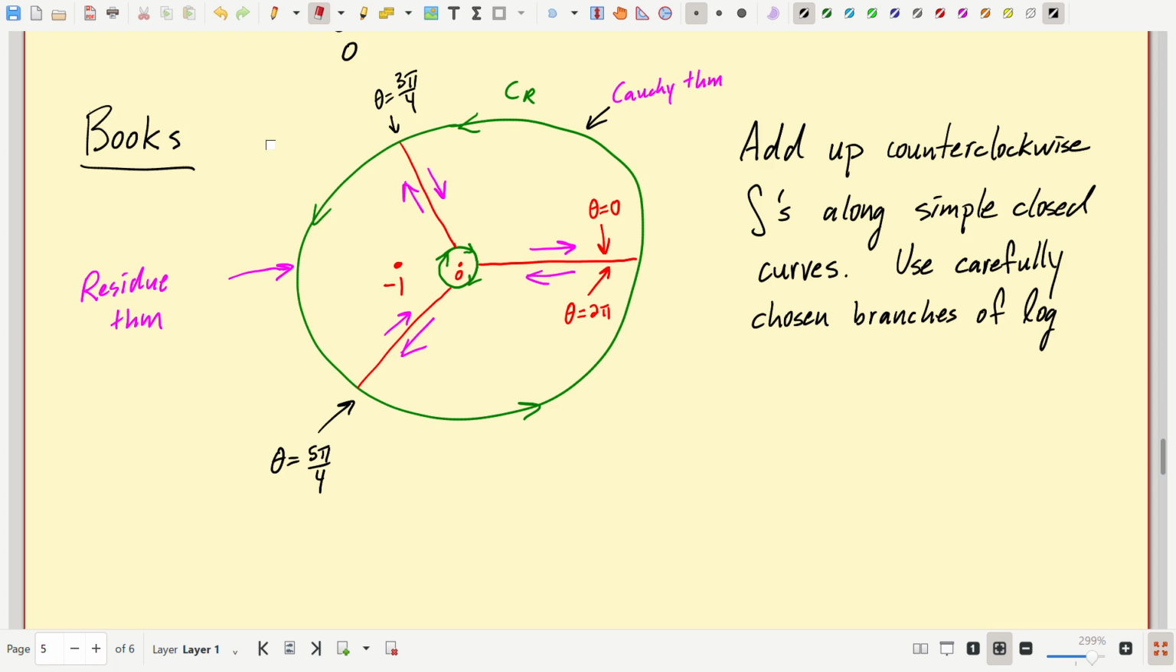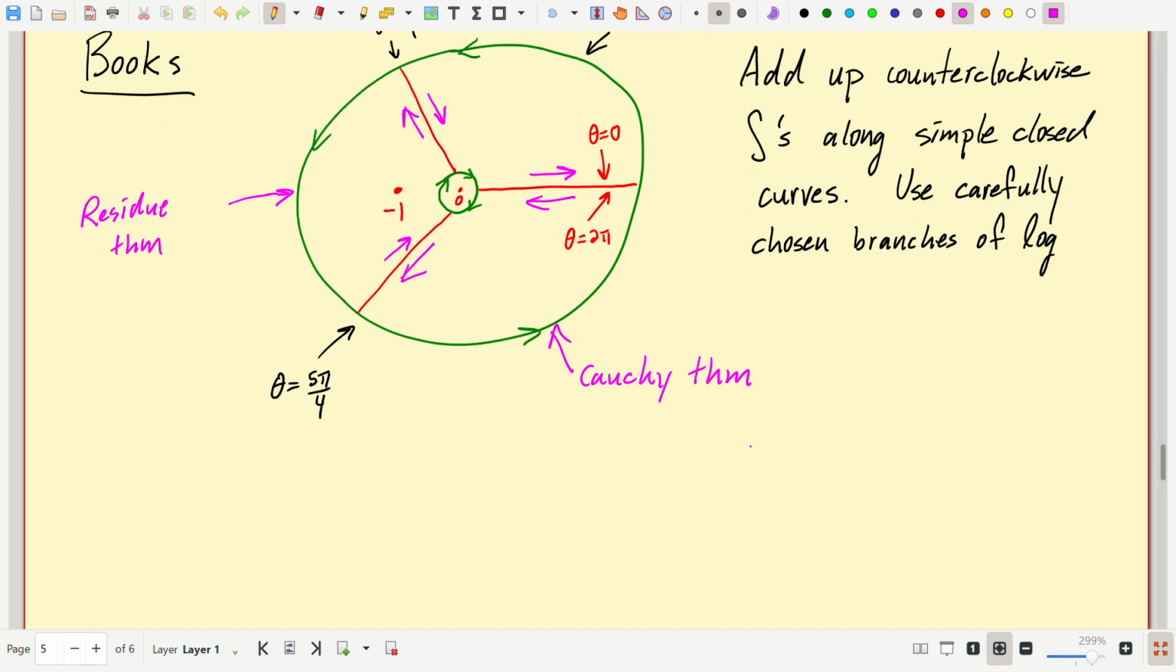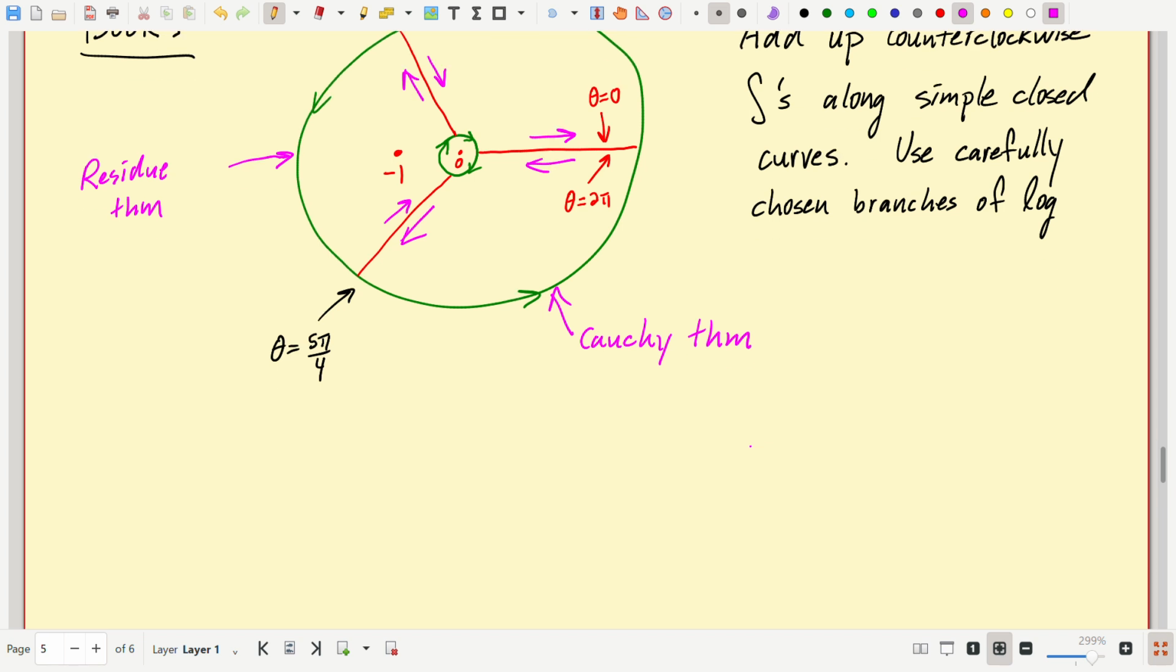Those don't cancel. And when you add them up, so this one's going to be a Cauchy theorem because there's no singularity inside. When you add them up, you get the same thing you do at the alpha go to 0 stage. Add up, you get the residue theorem, but in a new form.